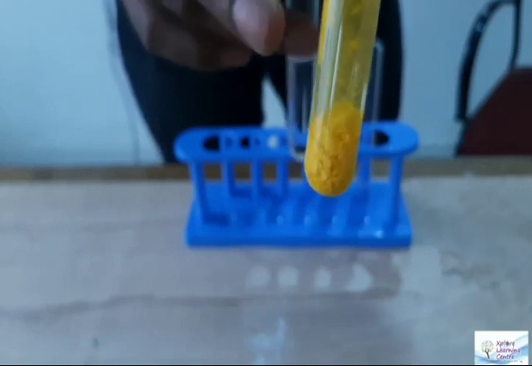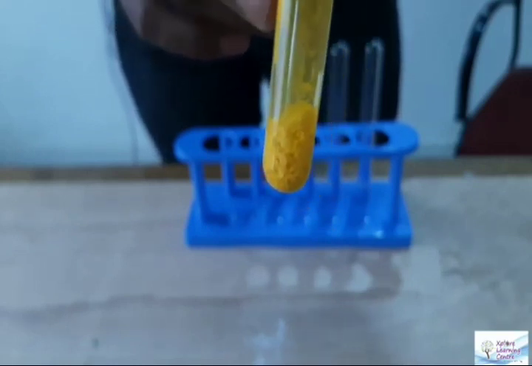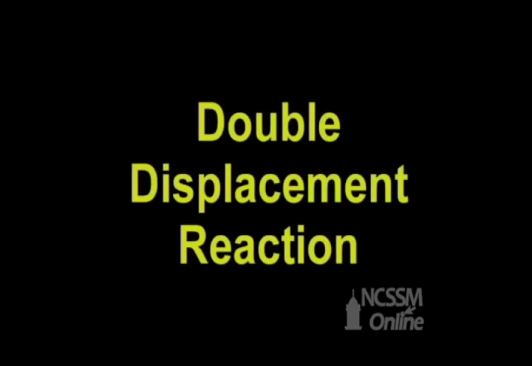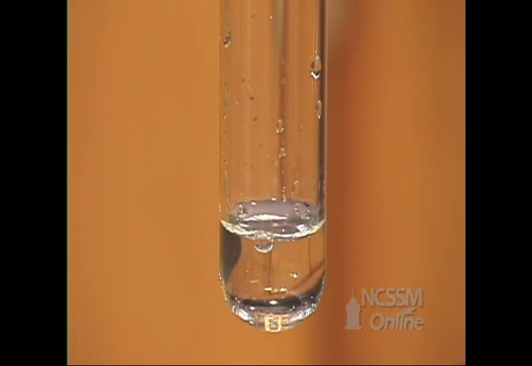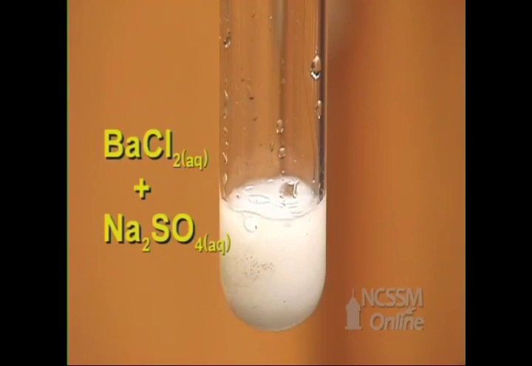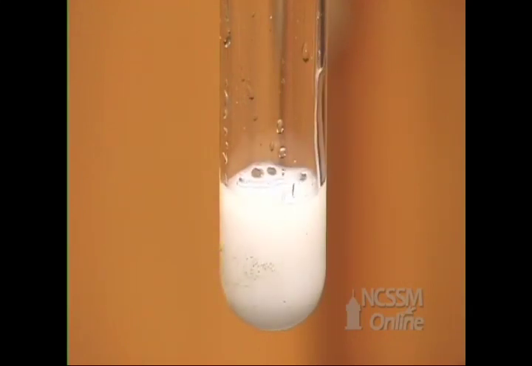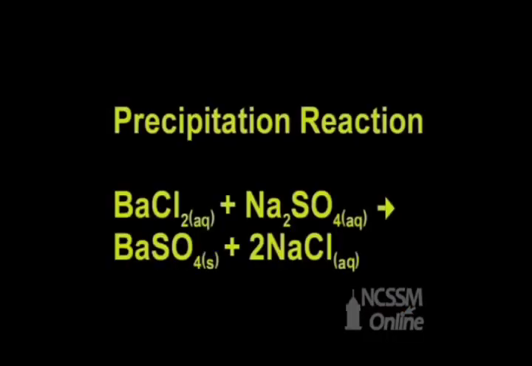This is the best example for a double displacement reaction. Now let's see the next example of a double displacement reaction. For that, here we have taken a barium chloride solution and a sodium sulfate solution. This is the sodium sulfate solution and we are adding barium chloride. Look here. When you add barium chloride to sodium sulfate, you will get a white colored precipitate. A white insoluble substance is formed.